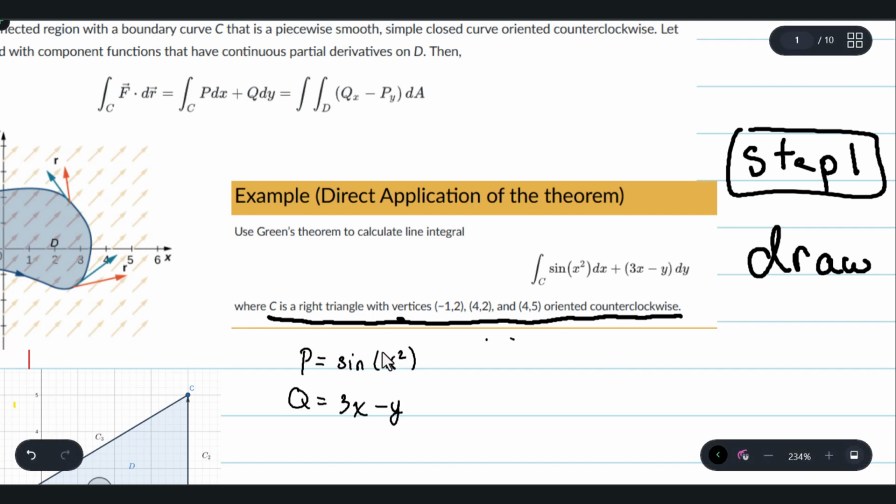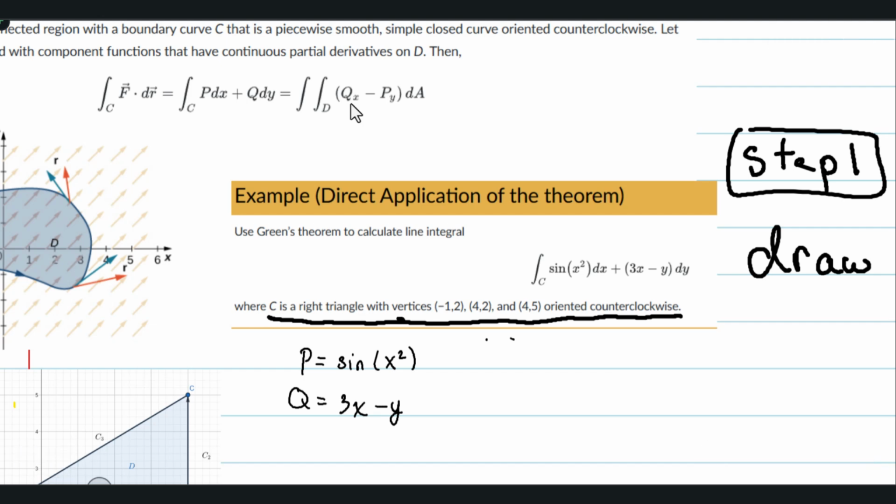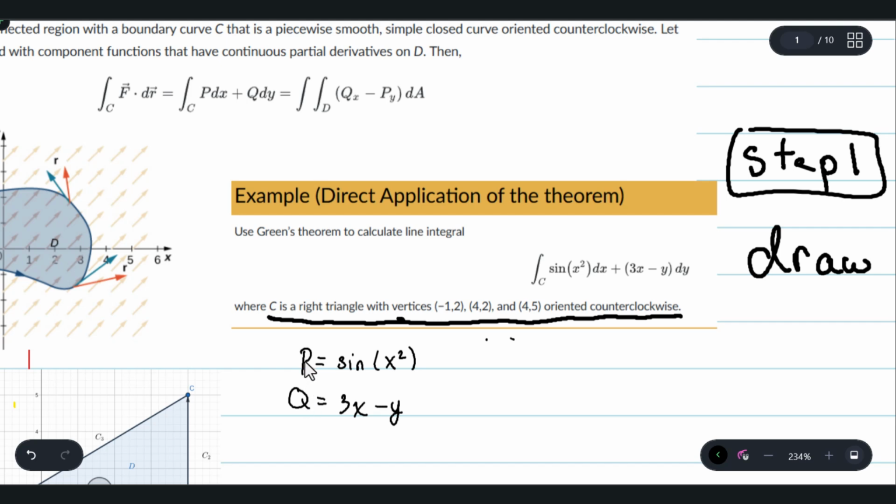After identifying the x component and the y component of the vector valued function, the formula says, take the partial derivative of the x component and the y component, but switch it up. So the x component's partial derivative should be with respect to y, and the y component's partial derivative should be with respect to x. So P partial y, since there's no y over here, is equal to 0, because x is considered a constant. Q partial with respect to x, well, there is an x over here that we treat like a regular derivative, and it's just a 3.